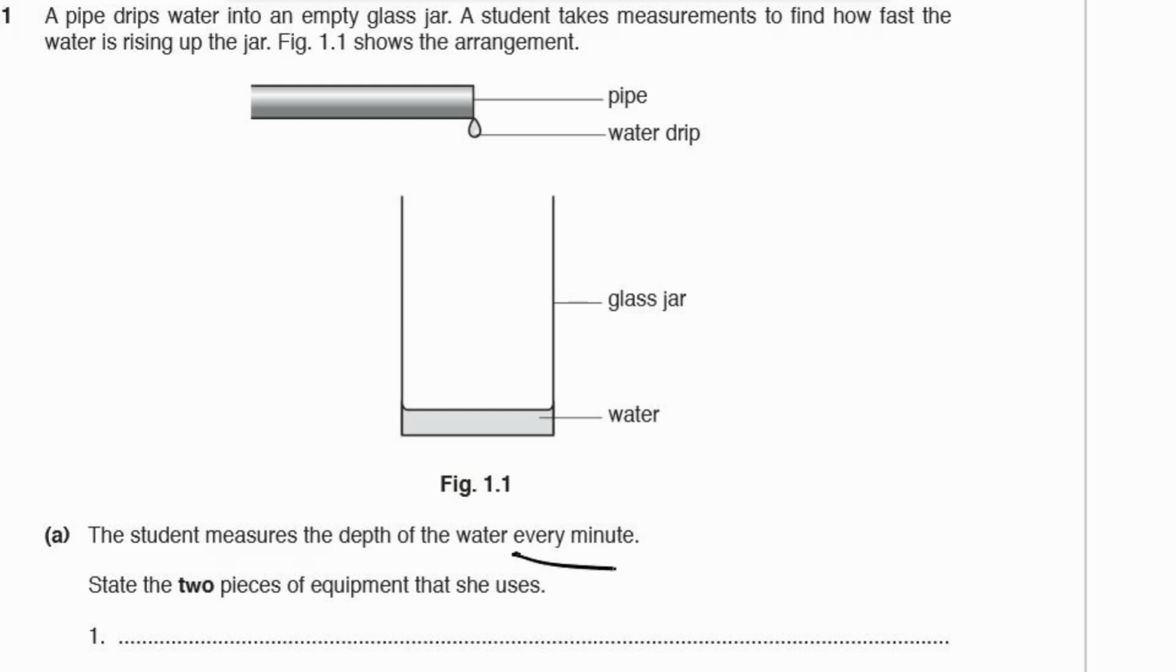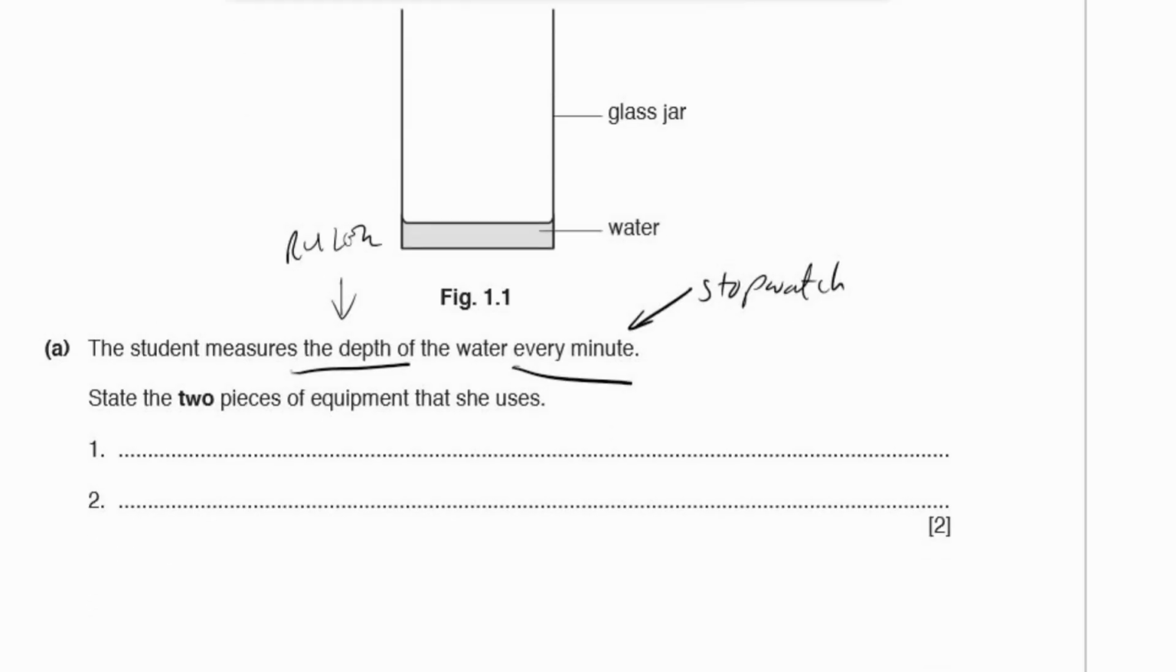Alright, well, she's measuring the depth every minute. So, for the depth, you're going to need a ruler. For every minute, you're going to need a stopwatch. There we go, let's write those down. Ruler, stopwatch. Could just use a clock, just something that'll give you an accurate measurement of 60 seconds.